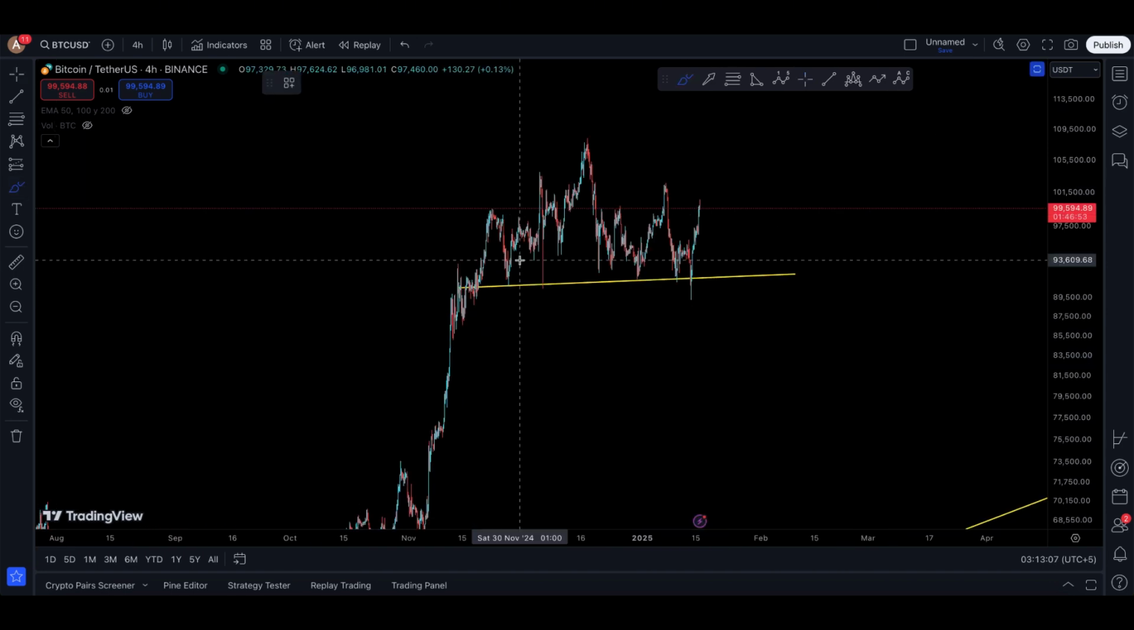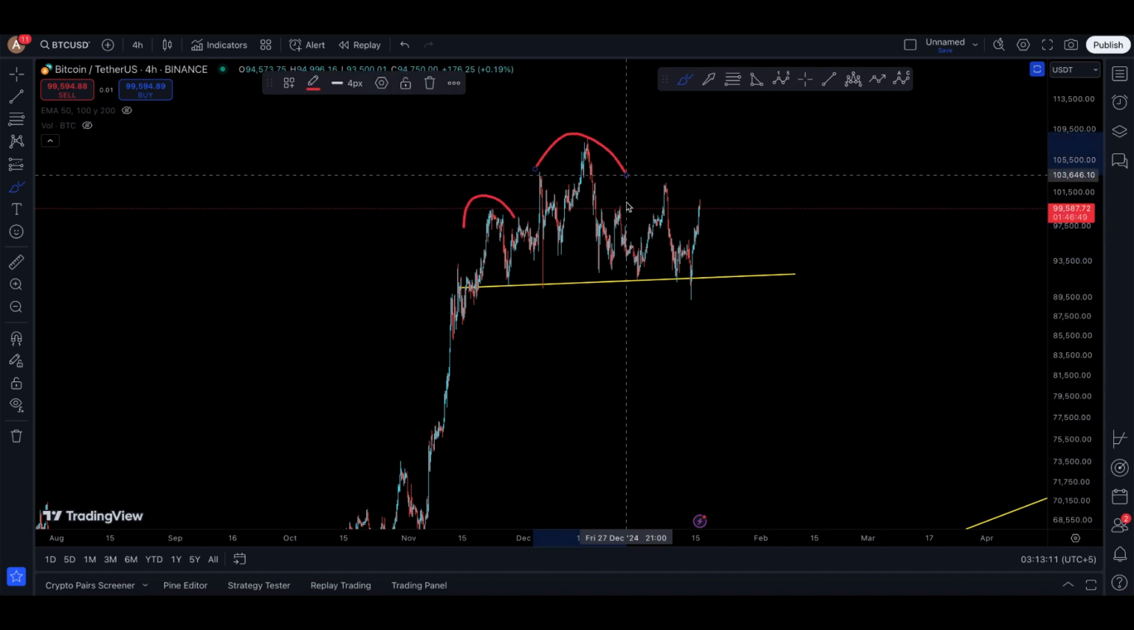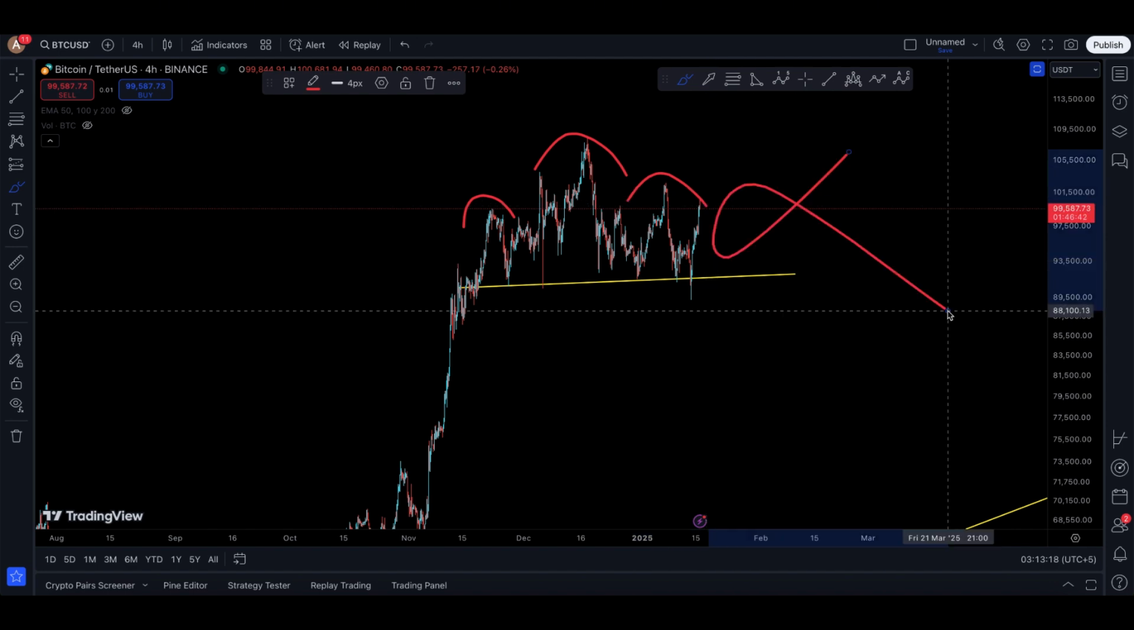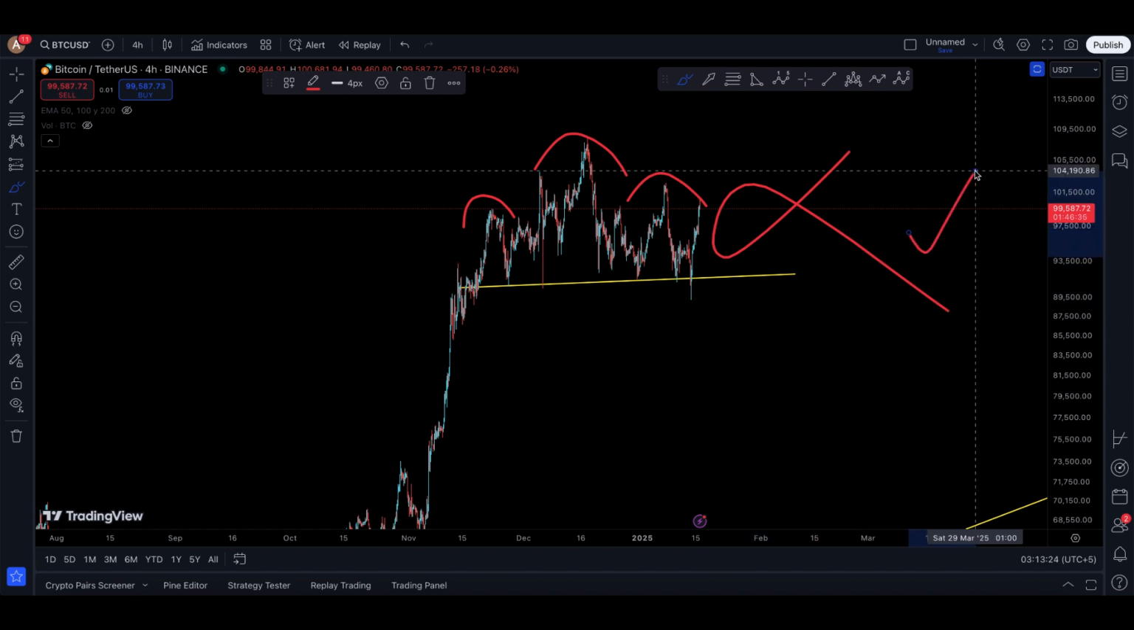I can easily say, come on guys, isn't it true this is a left shoulder, the head here, the right shoulder? It's very clear as the moon that this is a head and shoulders. Is it invalidated? Hell no, it's not. Number one, it's not even invalidated. Is it forming? Yes, it's forming, right?